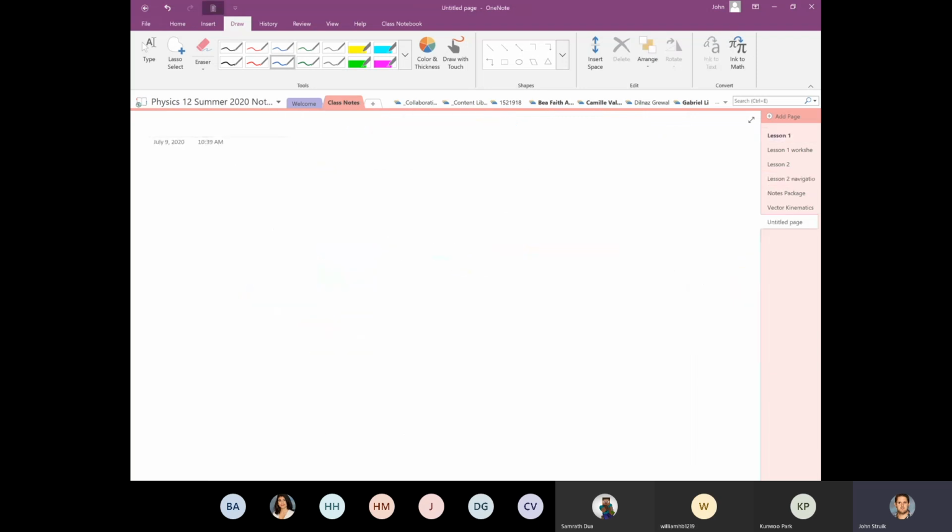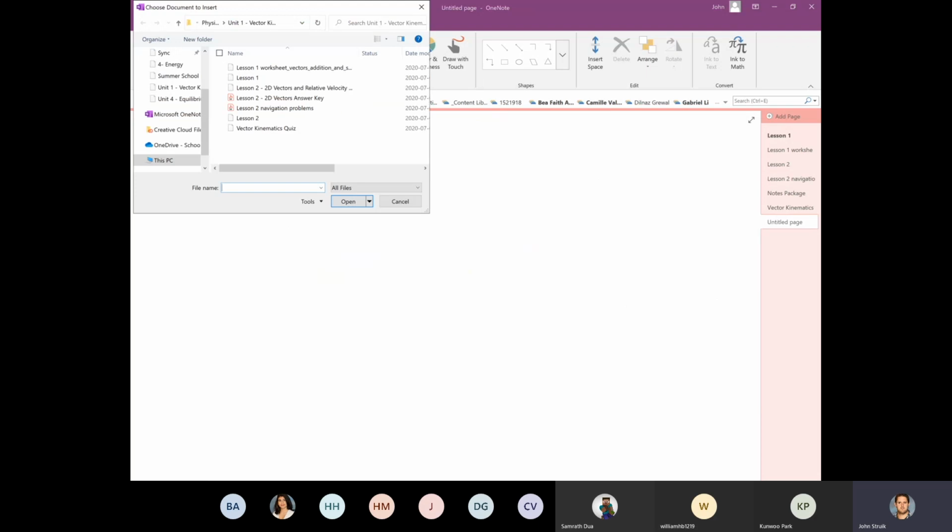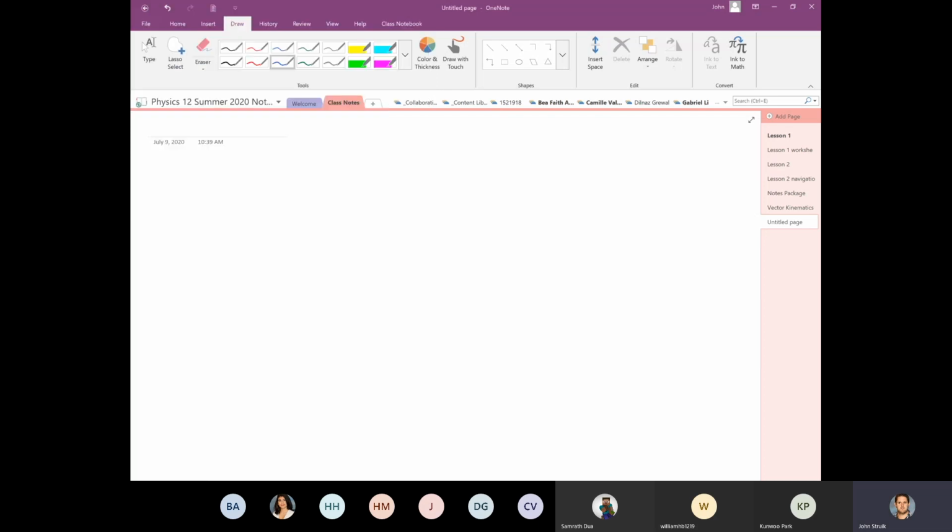Okay, I need to insert the worksheet package for that part. Any questions so far? Anybody want to go over any other vector stuff? No.